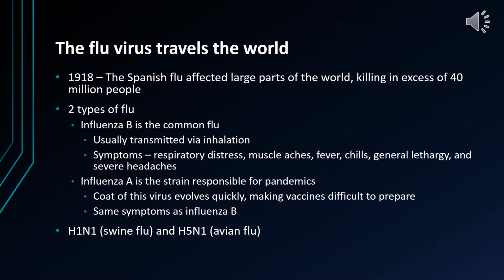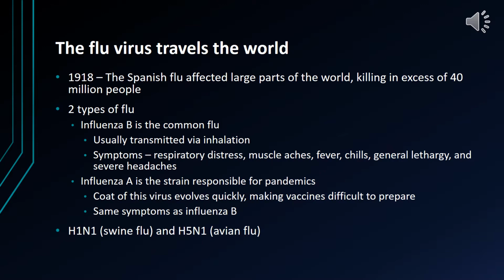Despite how terrible Ebola sounds, the actual most dangerous virus is the flu virus, which travels the world. And the worst flu epidemic was the 1918 Spanish flu, which affected large portions of the world, and it's estimated that it may have killed in excess of 40 million people. And there are actually two types of flu. There is influenza B, which is the common cold, and influenza is actually where we get the word flu. We just take flu out of influenza.